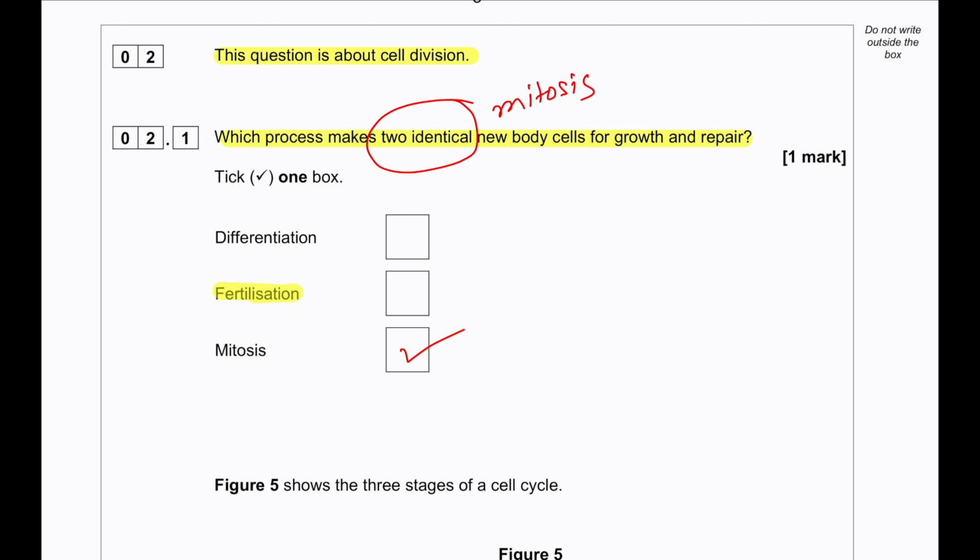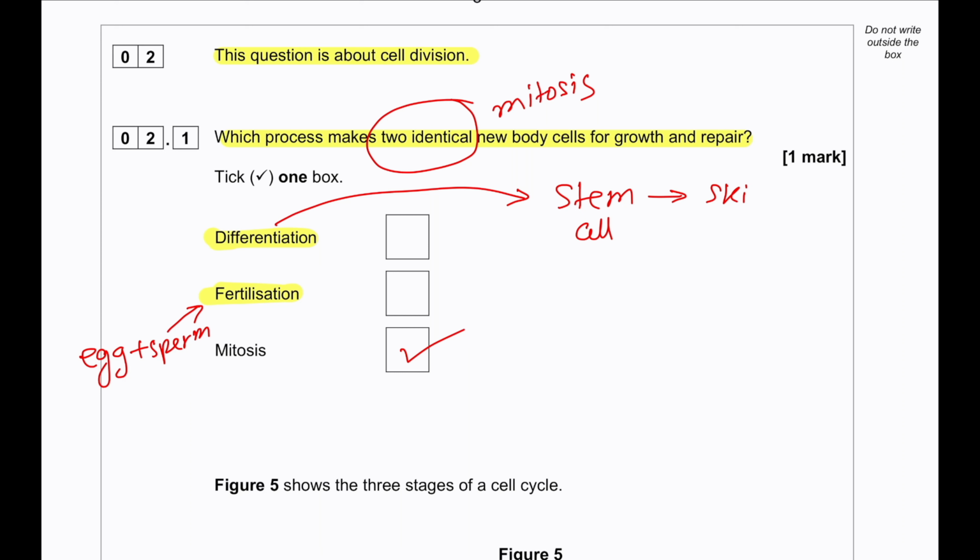In the case of fertilization, we have to understand that when an egg cell meets the sperm cell, we are going to call that fertilization. In the case of differentiation, when a stem cell is converted into normal body cells, which we call somatic cells, for example, when the stem cell turns into a skin cell, then that will be differentiation, meaning forming a specialized cell would be differentiation.